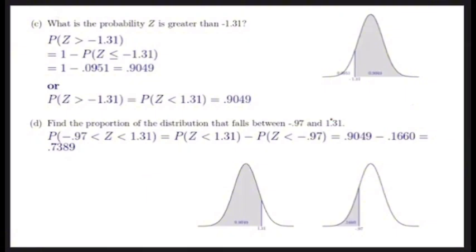Now, I want to talk about this guy. Take a look at question D. How do we find between? It says, find the proportion of the distribution that falls between negative 0.97 and 1.31. Now, I need you to pay attention. Initially, this 0.97 and 1.31 were not the original values. You know what happened initially?